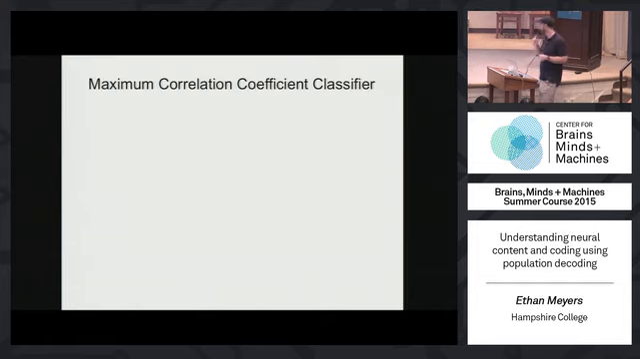Okay. So I'll give you an example of one classifier. Again, I'm sure you've seen much more sophisticated and interesting methods, but I'll show you a very basic one that I have used a bit in the past. It's called a maximum correlation coefficient classifier. It's again very similar to what Rebecca was talking about.